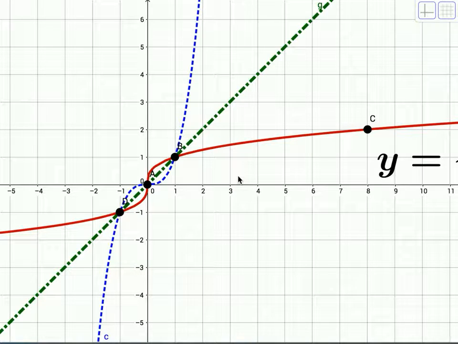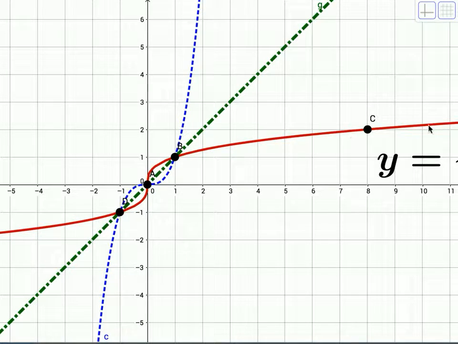What does the graph of y equals the cube root of x look like? Again, we use the points that we calculated in the table. When x equals 0, y is 0. When x equals 1, y is 1. When x equals 8, y is 2. And we also have x equal to -1, y is -1, and x equal to -8, y equals -2. Connect the dots.